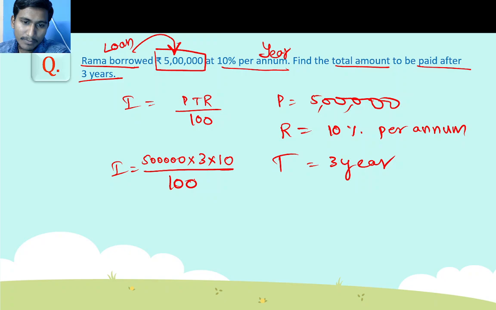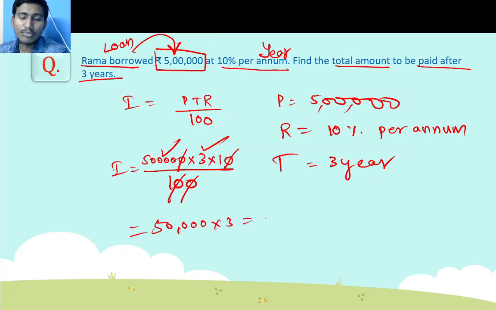So 2 zeros cancel, one zero here, one zero here. So what is remaining? 50,000 into 3. 50,000 into 3 will be how much? 1 lakh 50,000. So this is the interest for 3 years. Now they are asking to find the total amount she has to give.